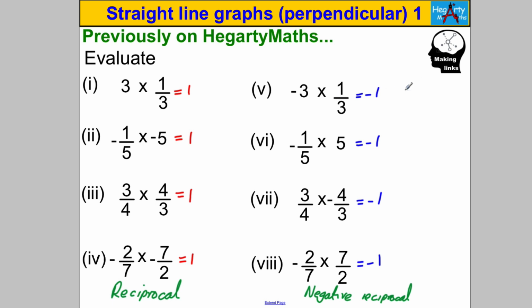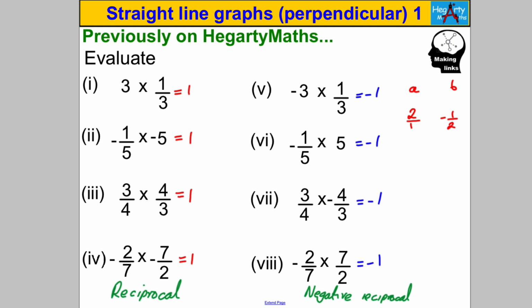Now, if I gave you a number, say I gave you numbers, and I'm going to ask you for the negative reciprocal. Say I gave you 2. How would you work out its negative reciprocal? Well, you would think of its normal reciprocal, which is 1/2. Or you could think of 2 as 2/1. Flip it, get 1/2, and make it negative.